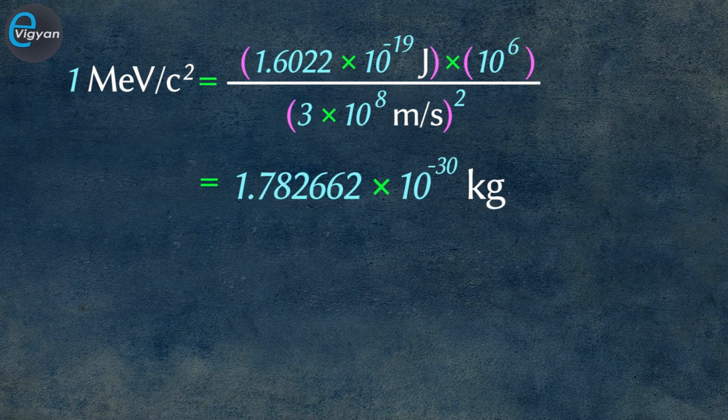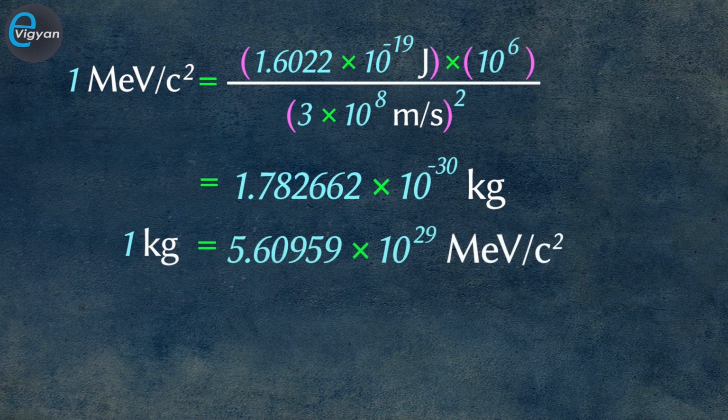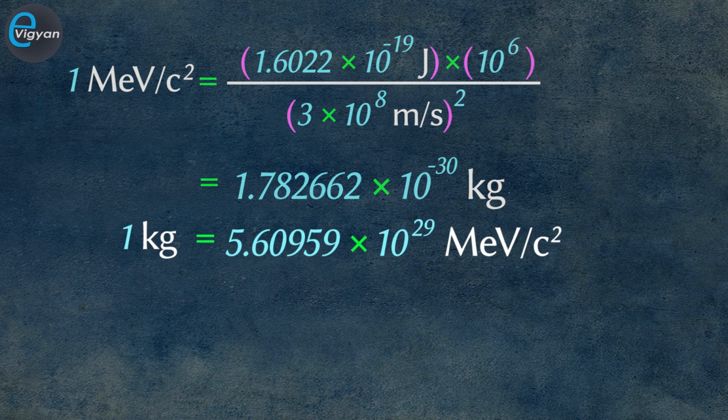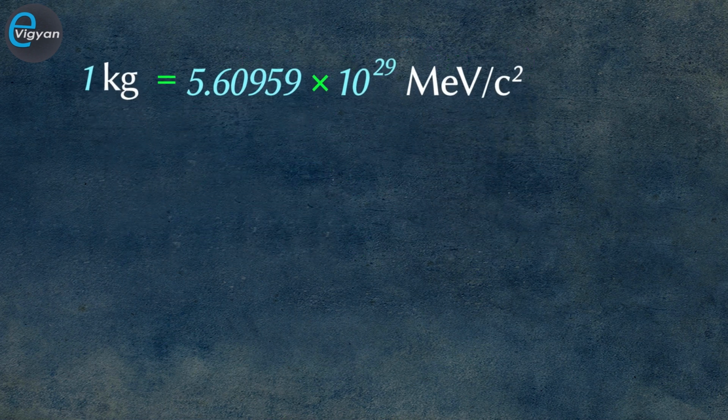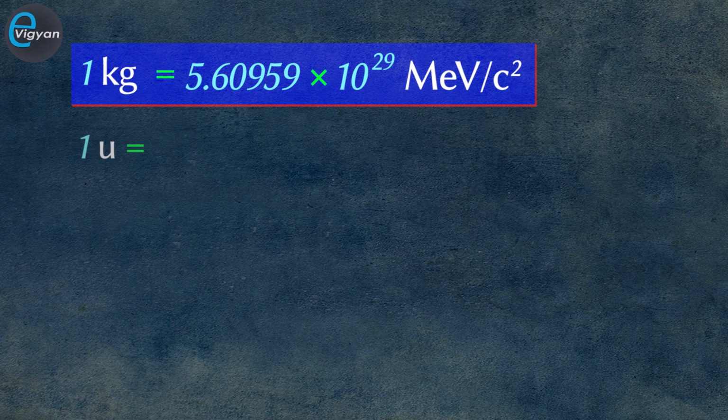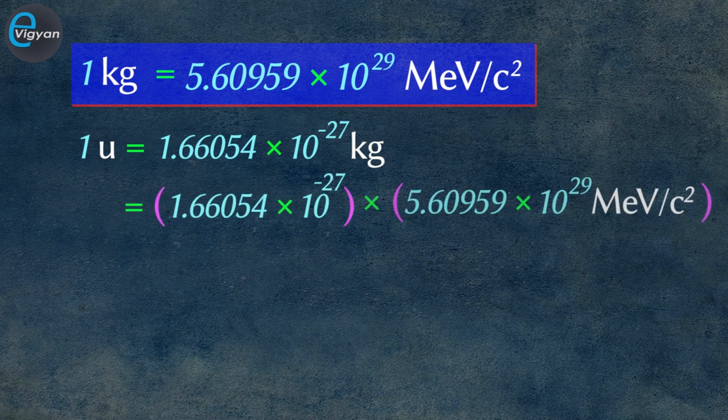And from here we can calculate that 1 kg equals 5.60959 times 10 raised to power 29 MeV per c squared. So you successfully converted kg into MeV per c squared. Now you can write 1 u equals 1.66054 times 10 raised to power minus 27 kg, and that can be converted into MeV, which comes out to be 931.5 MeV per c squared.